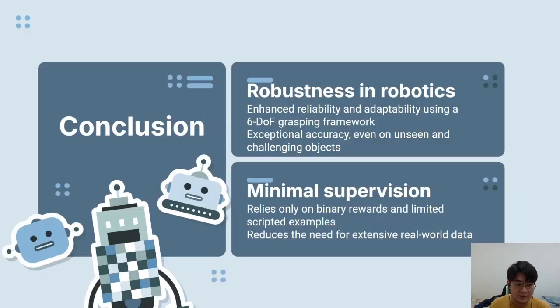In conclusion, this research significantly enhances the robustness of robotics. The proposed 6 degrees of freedom framework based on reinforcement learning demonstrates exceptional accuracy on unseen and challenging objects, further showcasing its reliability and adaptability. Another key contribution is its reliance on minimal supervision, using only binary rewards and limited scripted examples, which further reduces the need for extensive real-world data. This research paves the way for more versatile and efficient robotic systems.